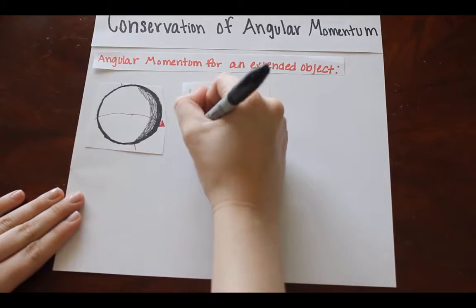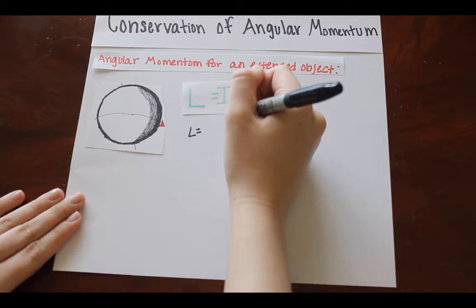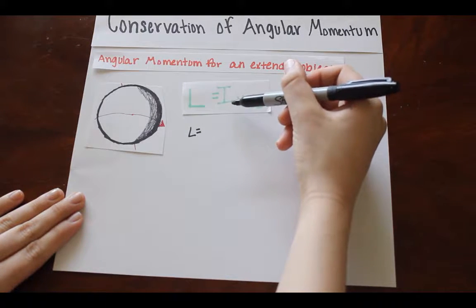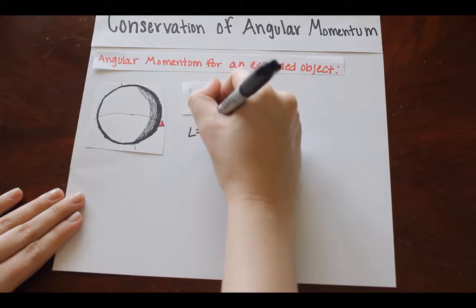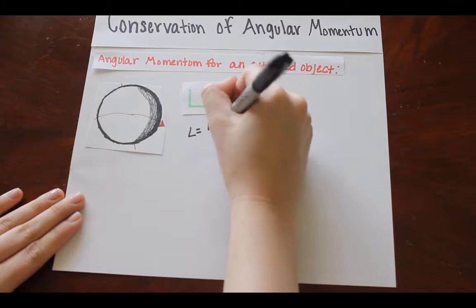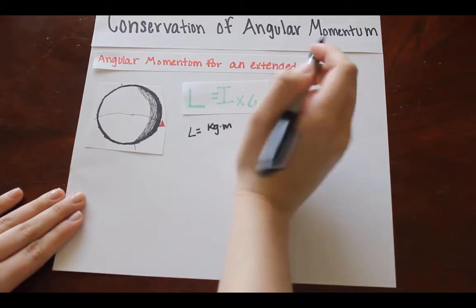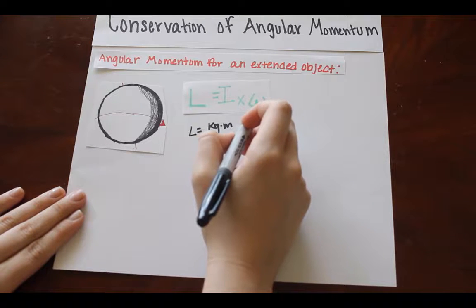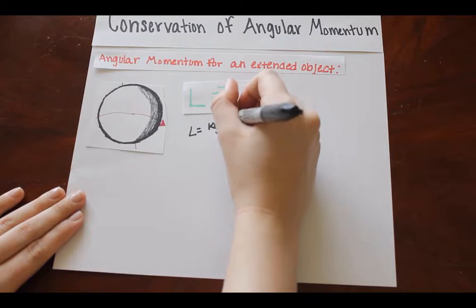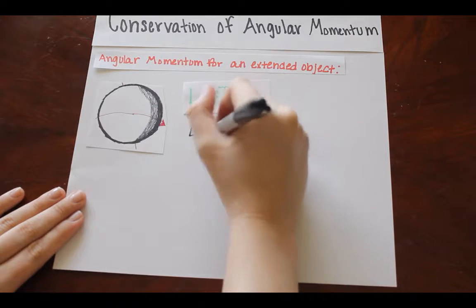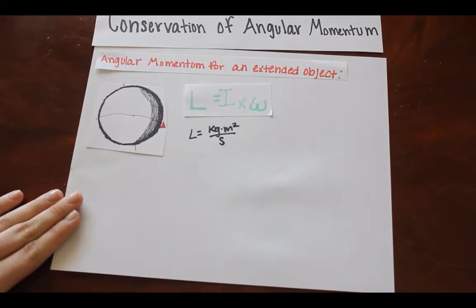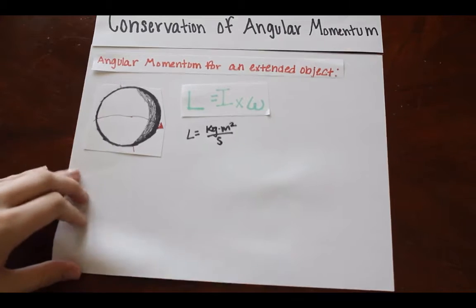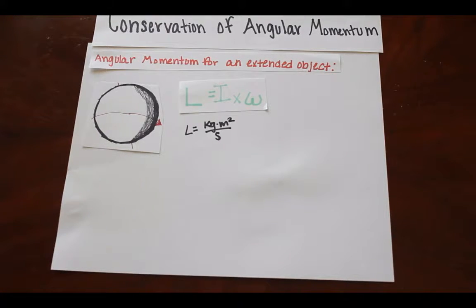The units for I, which is inertia, are kilograms meters squared. And the units for omega, which is angular velocity, are radians per second. So here we have kilograms meters squared per second. And in Ms. Sanders' class, we often refer to that as a kilogrooter.